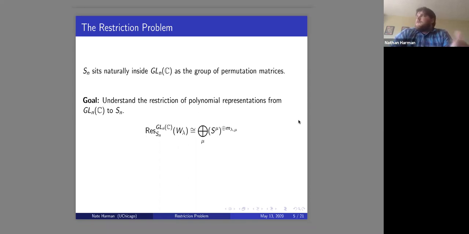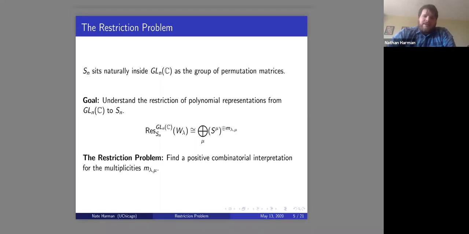And of course, that can mean different things to different mathematicians. But for me, and I think probably for people in this audience, and for a lot of people in algebraic combinatorics, what I really want is a positive combinatorial interpretation for these multiplicities. So that is what I call the restriction problem, very concretely in algebraic combinatorics or combinatorial representation theory. Okay, so that's the problem.